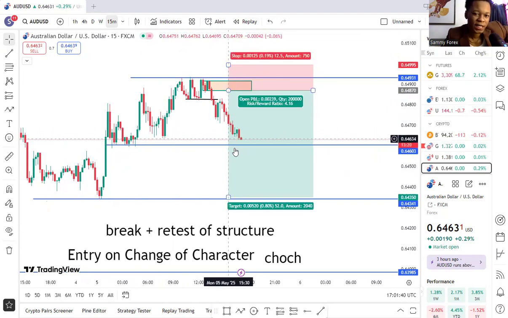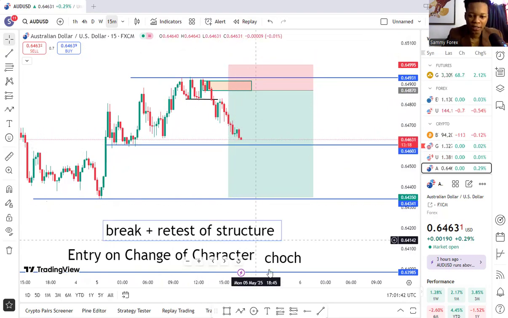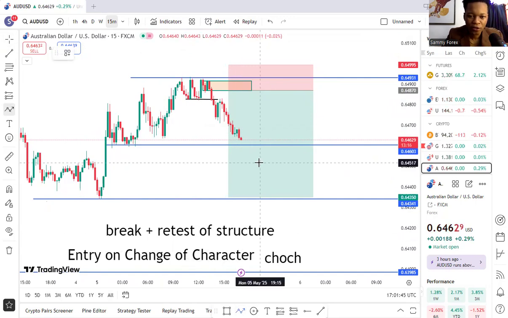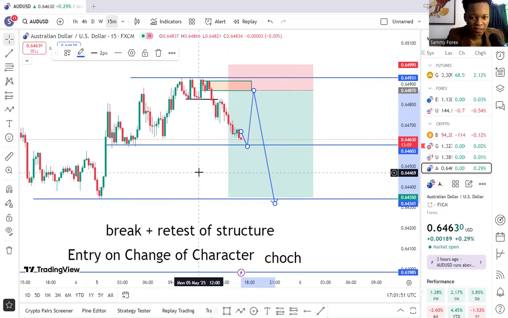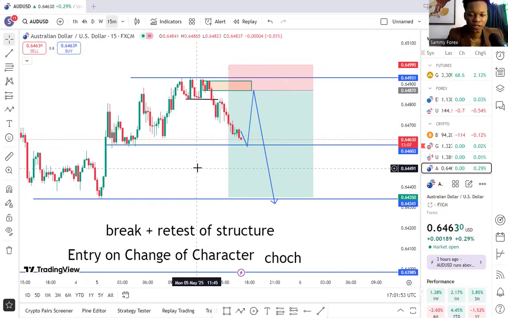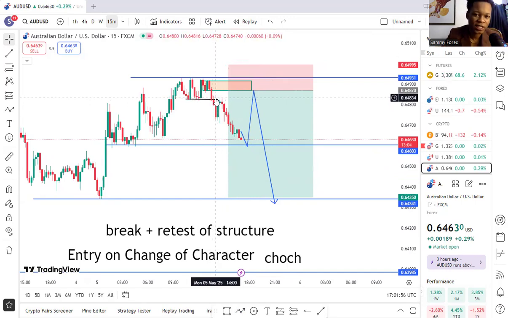So what I'm expecting here is for price to hit on this low and then bounce up, back here, before continuation of the sellers. So there's my expectation on this trade. If you look at this now, this is a change of character.